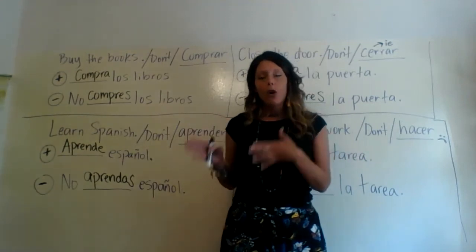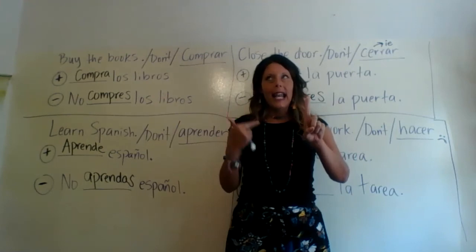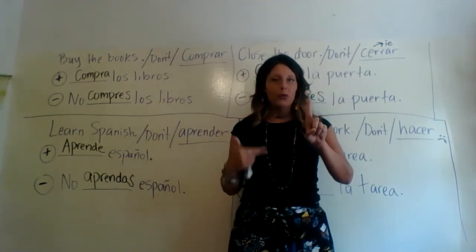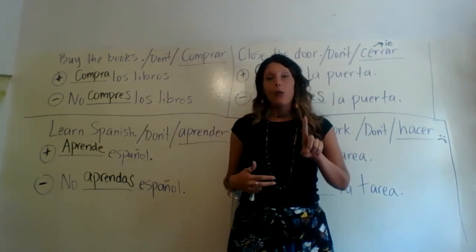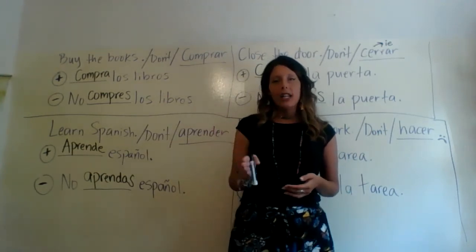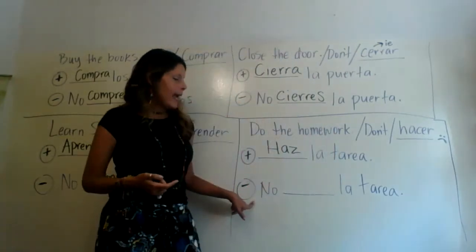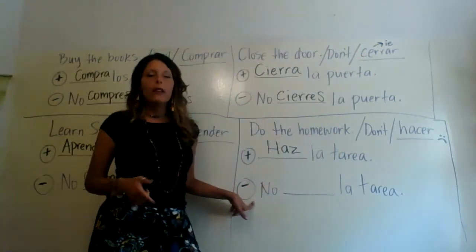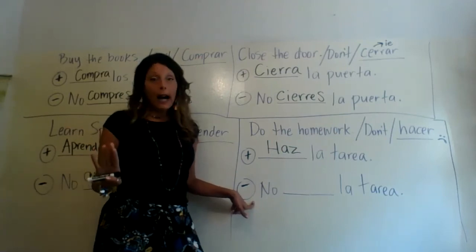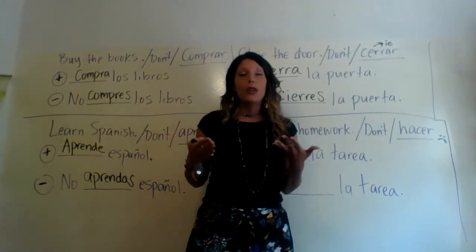As a formal usted command, which is step 1 to making a negative informal tú command, it will be haga, H-A-G-A. Do we stop there when we want to make a negative informal tú command? No. We're not done with haga. What do we have to do? We have to add an S to the end.